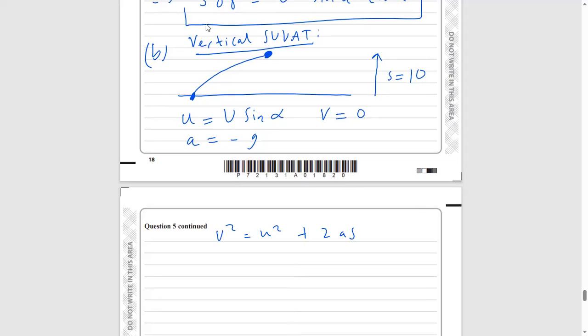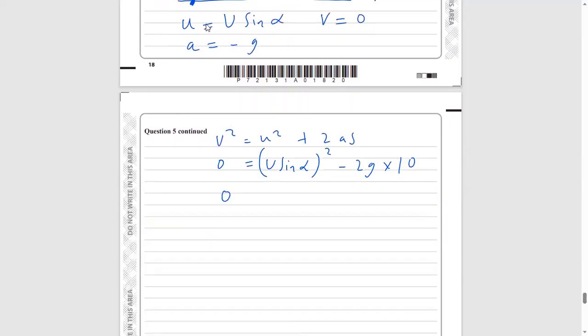It's this one. So v is 0, so we get 0 squared, which is just 0. Now u is u sine alpha, so we get u sine alpha, and we're going to square all of that. And then we've got 2as, so plus 2 times negative g, so negative 2g, times your displacement of 10. So we get 0 equals u sine alpha all squared, that's u squared sine squared alpha, and then take away 20g. So therefore, we know that u squared sine squared alpha is 20g. So we've got that there.